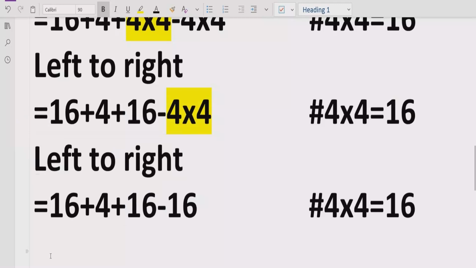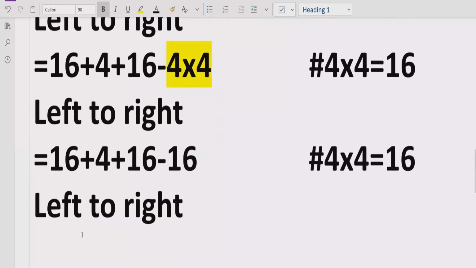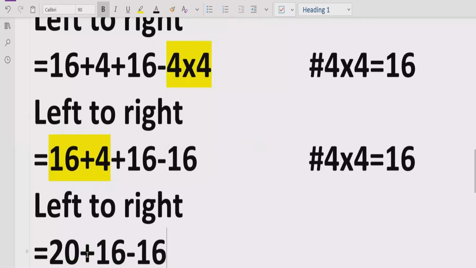So now we will move forward left to right again and find out addition and subtraction. Here we have this addition first. So now we will add both of them: 16 plus 4 equals 20. And this part we will write as it is. Now here we will give the reference: 16 plus 4 equals 20. Here we have this 4.